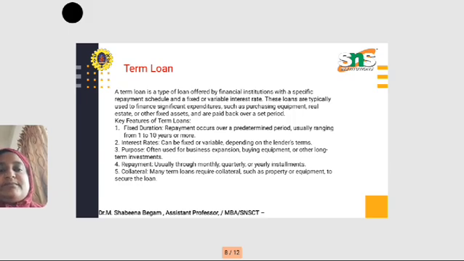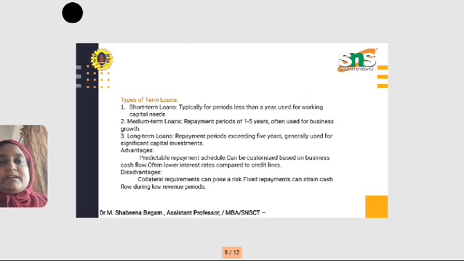Collateral: many term loans require collateral such as your assets or property papers or equivalent to secure the loan. Anything, mortgages of jewelry or anything that they take as collateral. Types of term loans are short term loans, medium term loans, and long term loans.